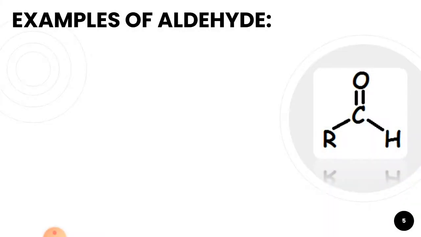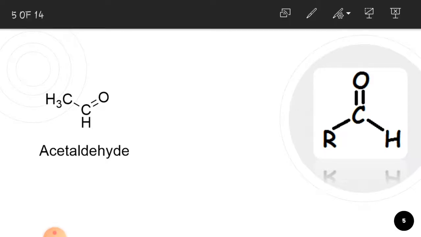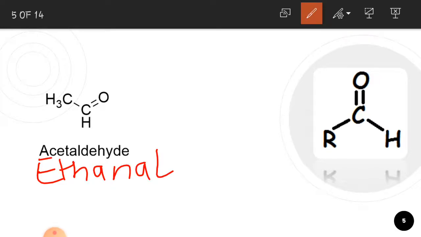Examples for the aldehydes include acetaldehyde. This acetaldehyde is also called ethanal. Why ethanal? Why do we use the prefix eth? It is because this compound contains 2 carbon atoms.